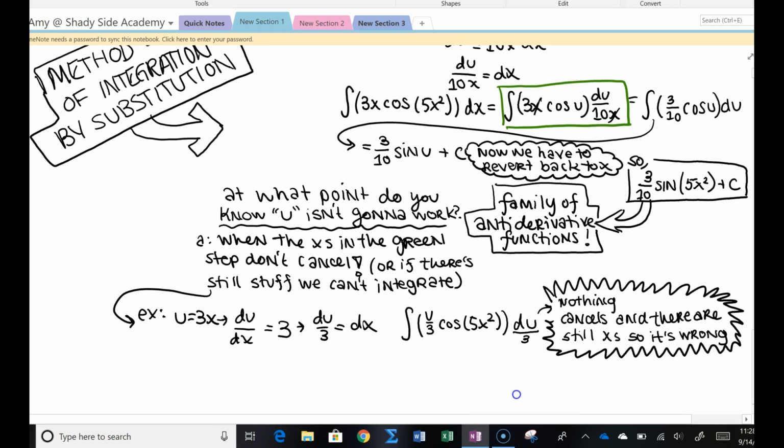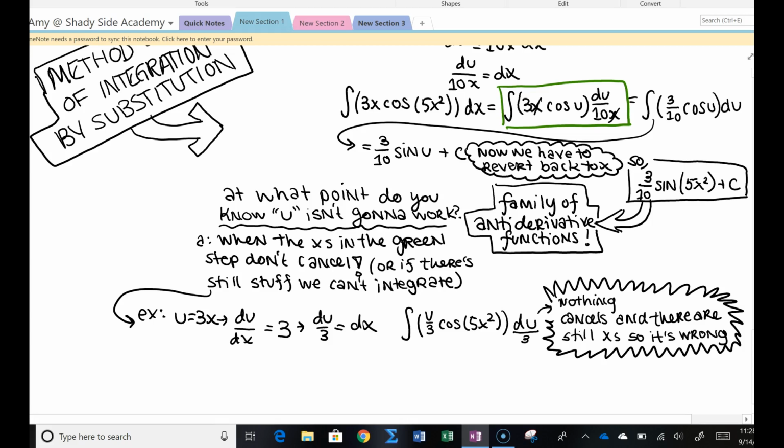All right, let's try something else. Ready? Could you explain again how cos u and du corresponds to sine u? So right here, Cameron.